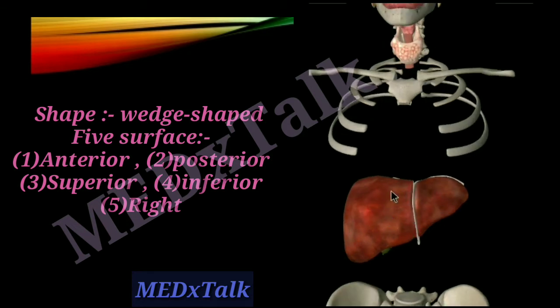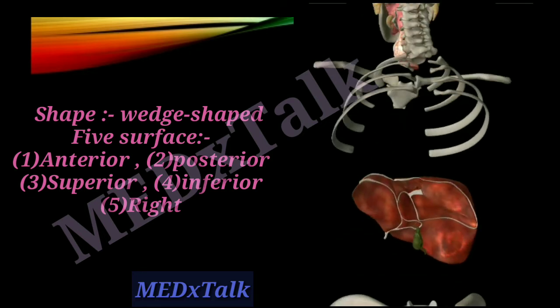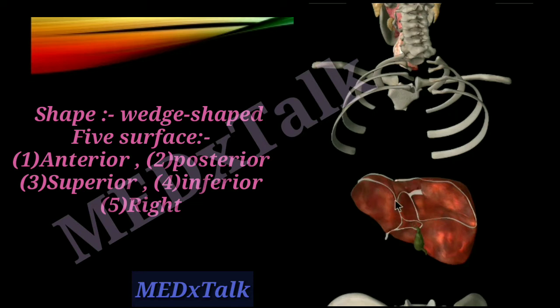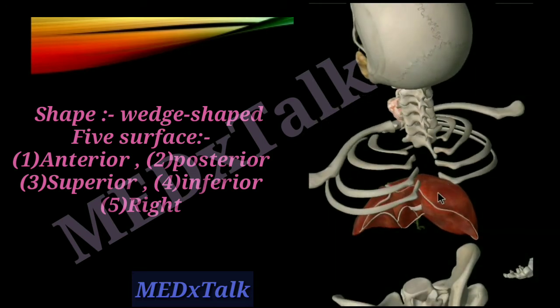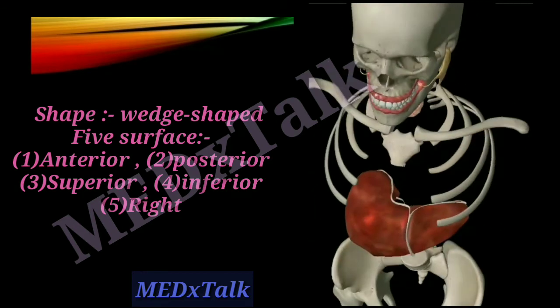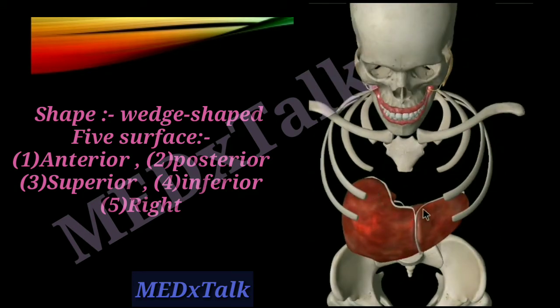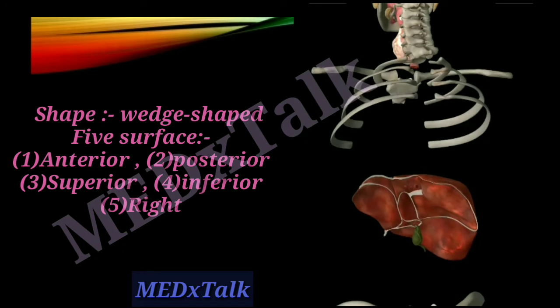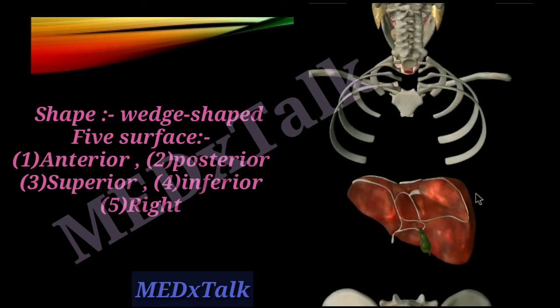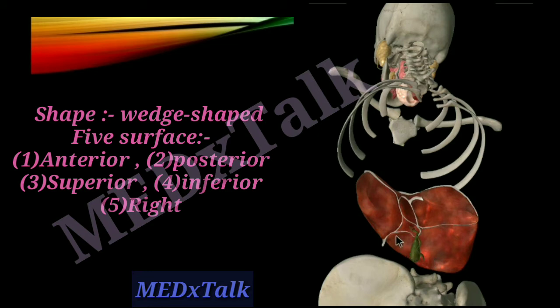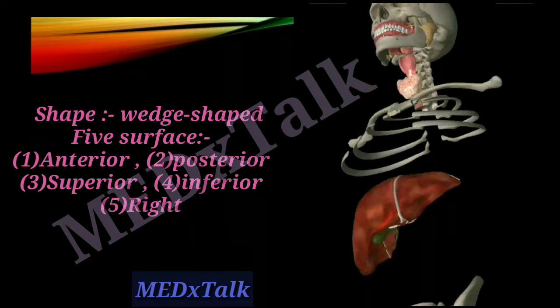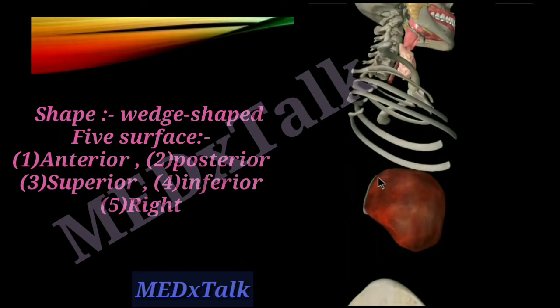It is the anterior surface. It is the posterior surface. It is the superior surface. Now we can see clearly. It is the superior surface. It is the anterior surface. It is the posterior surface. It is the inferior surface. And lastly, we discuss the right surface.